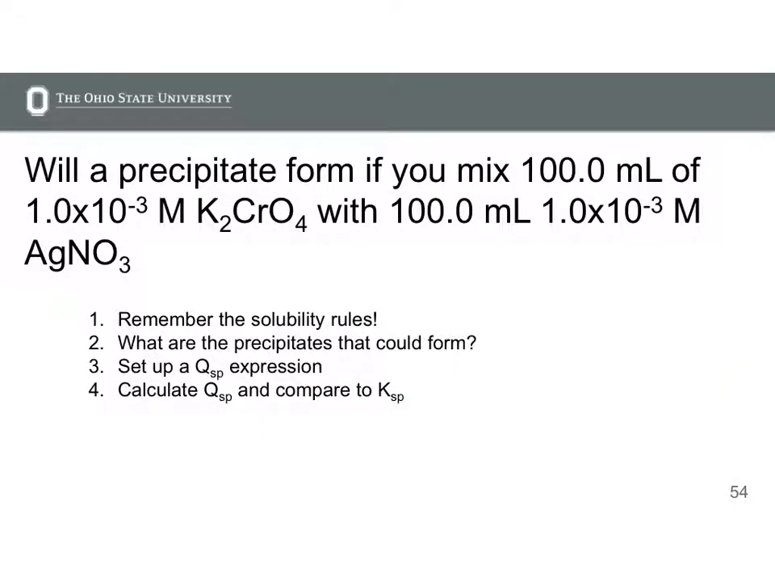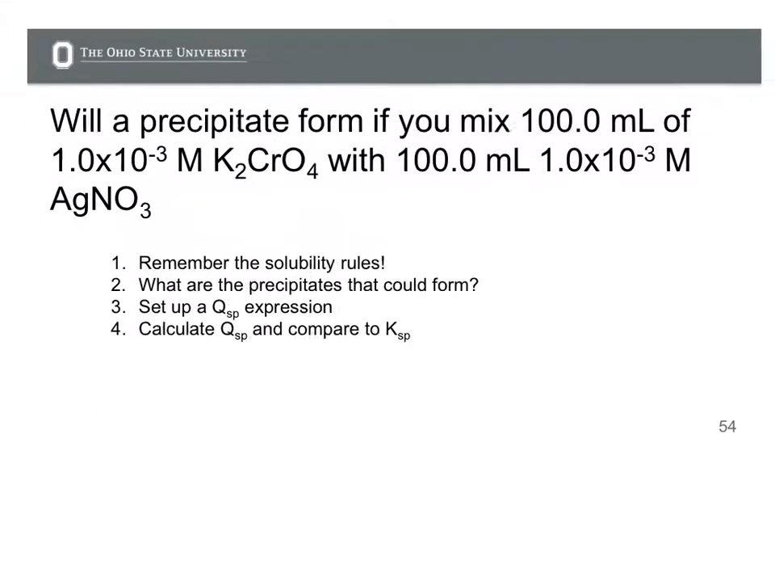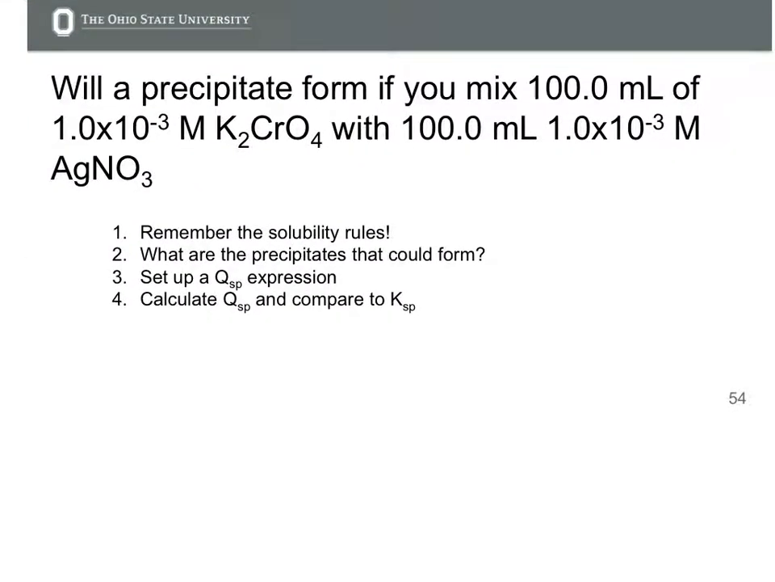So, let's look at an example where we mix 100 milliliters of 1 times 10 to the minus 3 molar potassium dichromate with 100 milliliters of 1 times 10 to the minus 3 molar silver nitrate. Potassium chromate, excuse me.